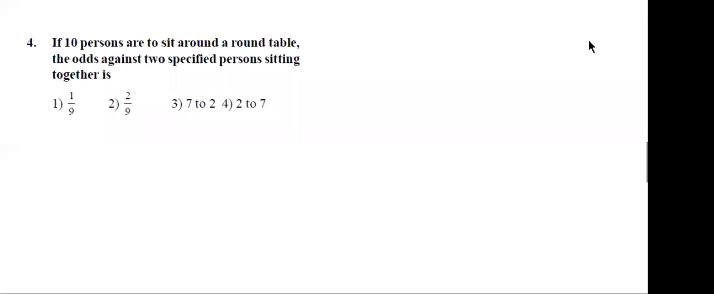If 10 persons are to sit around a table, find the odds against 2 specified persons sitting together. So here, E is the event that 2 specified persons are sitting together.